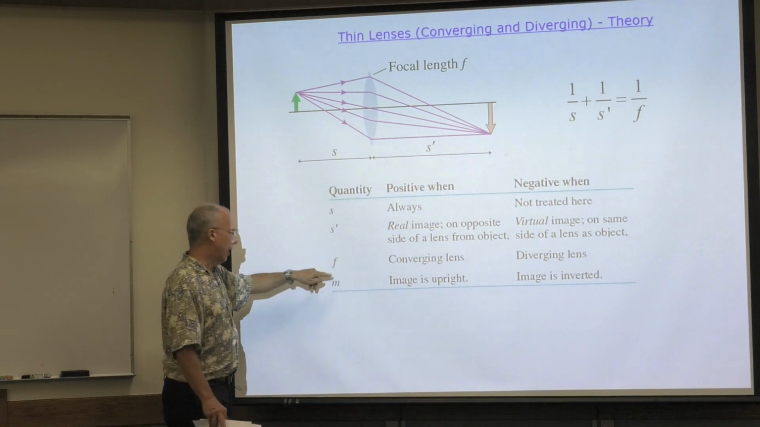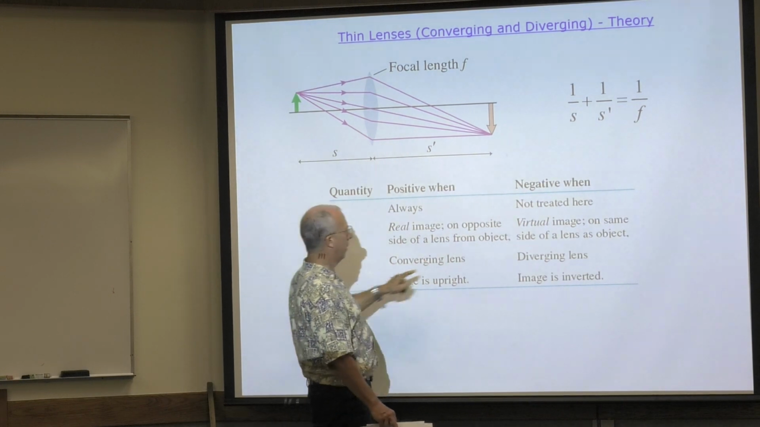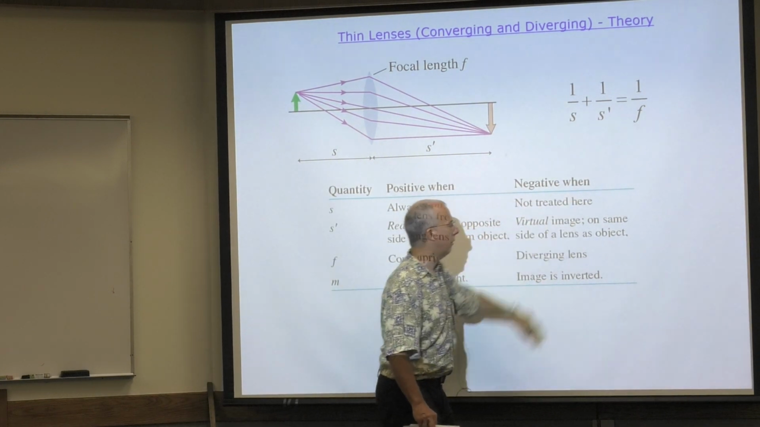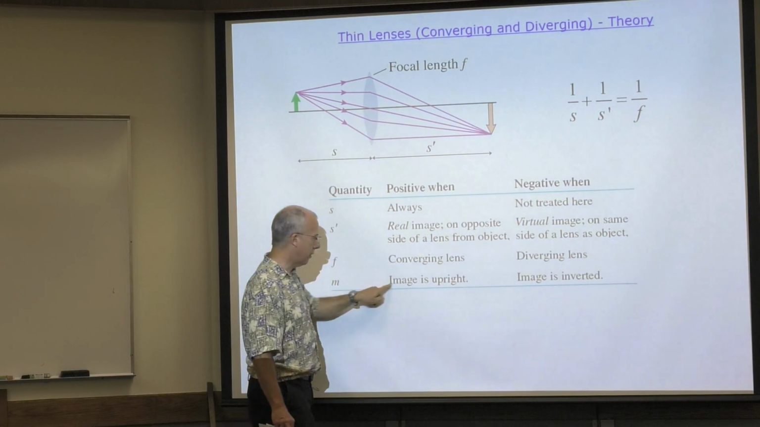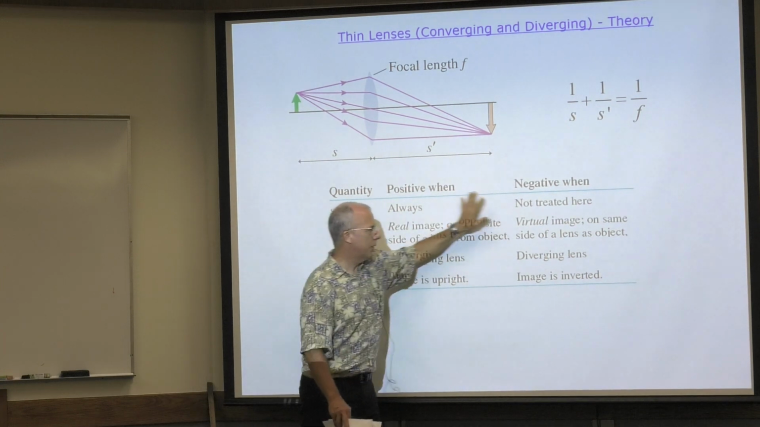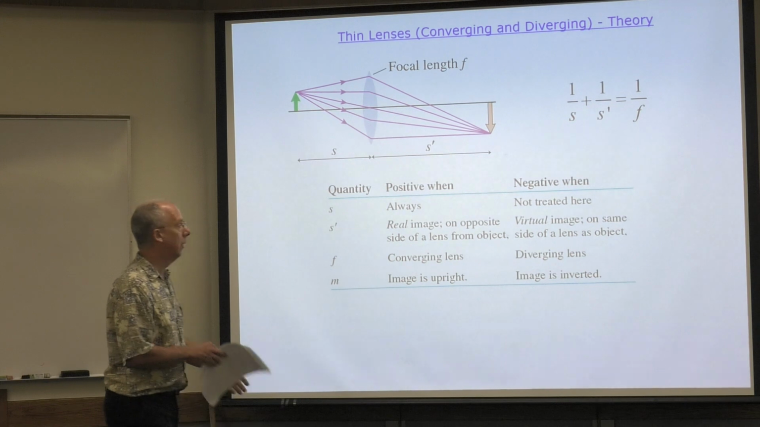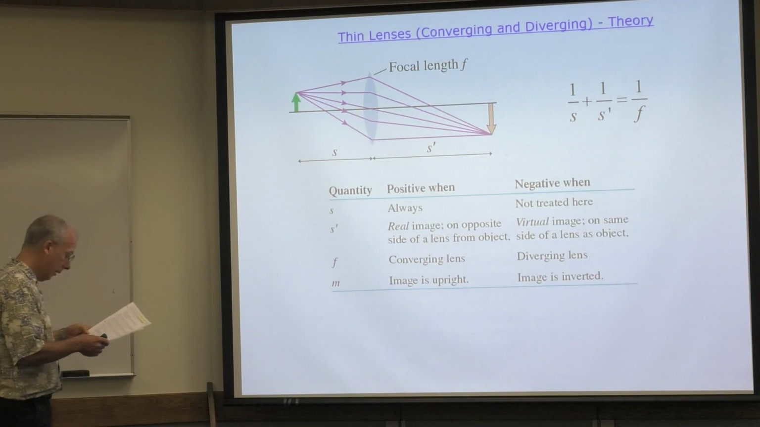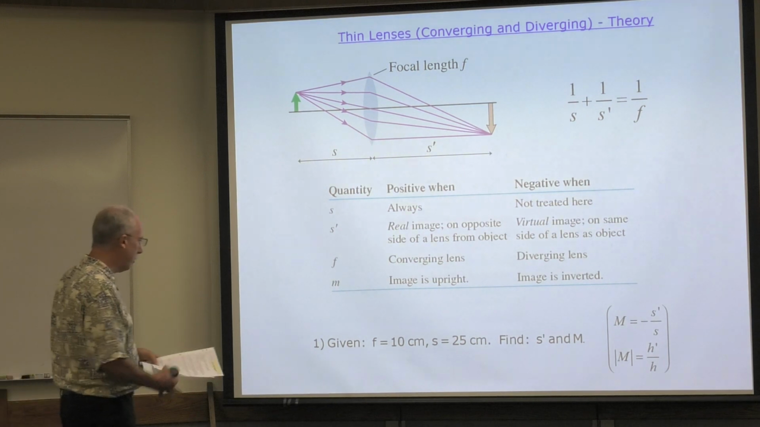So f, we already talked about this. F for a converging lens is positive, f for a diverging lens is negative. For the magnification, it's positive if the image is upright, negative if it's inverted. So this is really important. I would keep that handy when you're drawing your pictures and when you're doing your math. All righty, so let's do it. All right, so this is the first one we did.